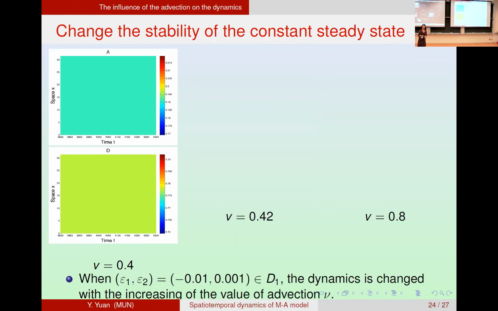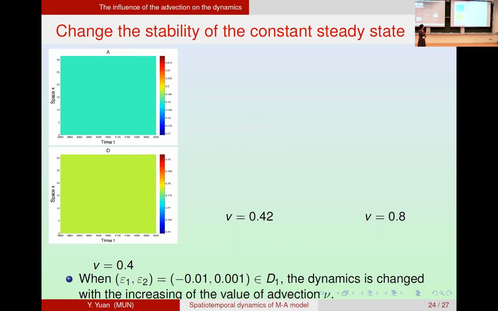Well, how about the advection? In the previous cases, we ignored the advection, right? With the advection, what happens? There are not so many results. Just recently, I know that one of my collaborators and a colleague found some results in a reaction-diffusion model with diffusion and advection, but it's just for a very special model.